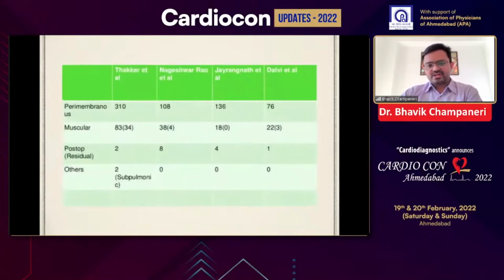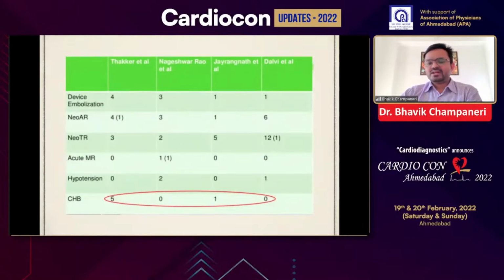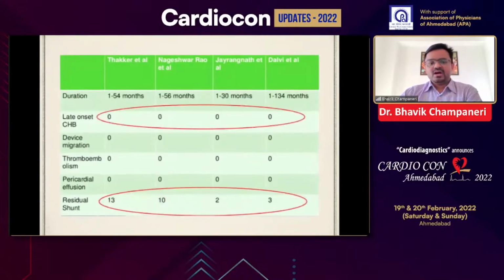The majority of patients undergoing VSD device closure had perimembranous VSD. The success rate is very high, more than 98% in the majority of series. The incidence of heart block post procedure is less than 1%, or I would say around 1%, and the risk of embolization was also around 1%. On follow-up of nearly 3 to 4 years, they didn't have any patient with complete heart block, and residual shunt was also not very significant.